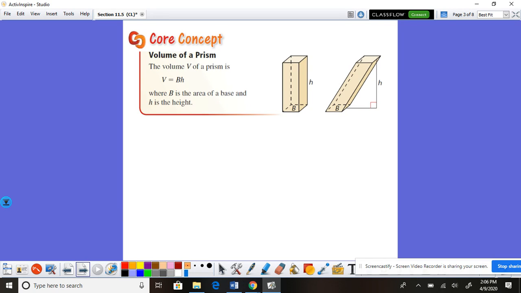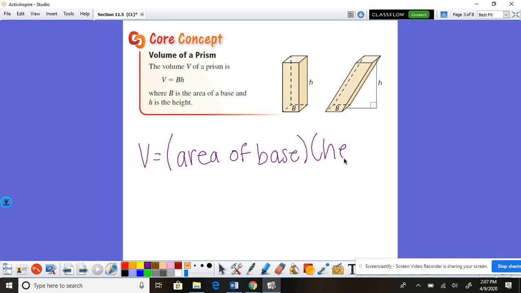All right, so the volume of a prism is V equals big B times H. Well, the big B is not, well, it kind of is the base, but that's not it. The volume of a prism, I like to write it as the area of the base times the height.